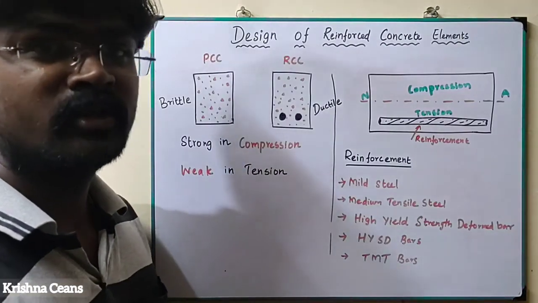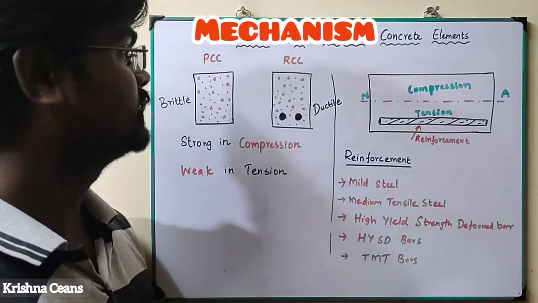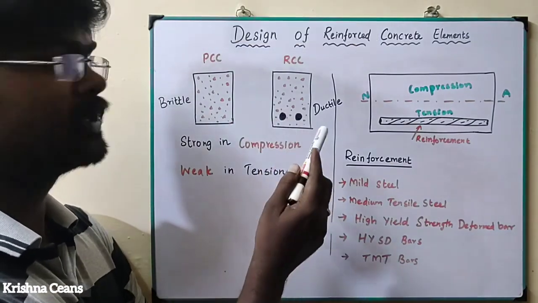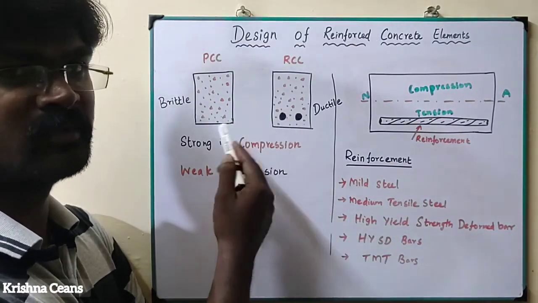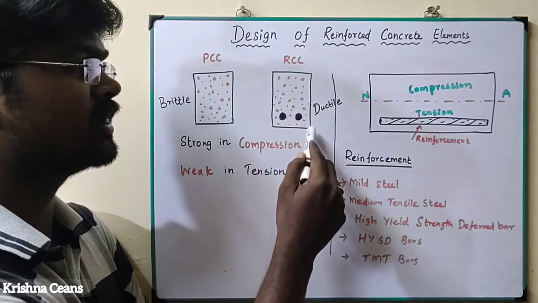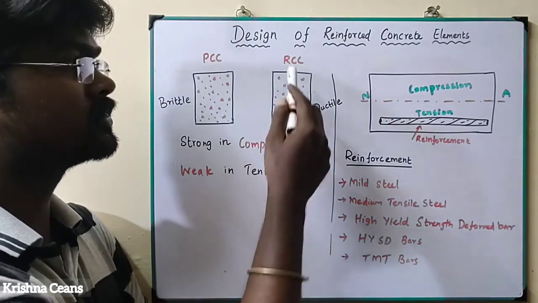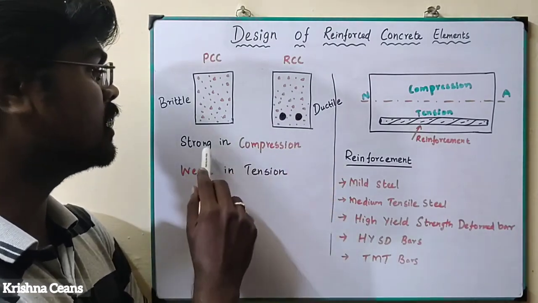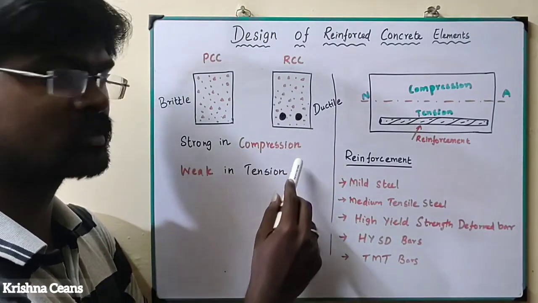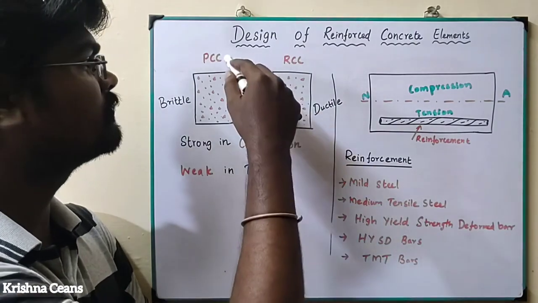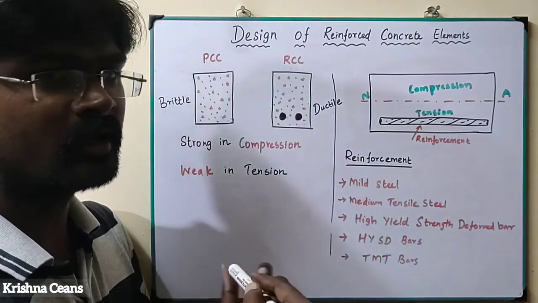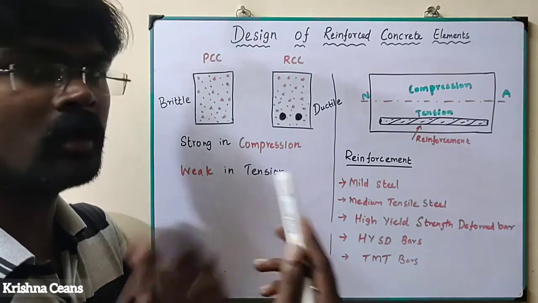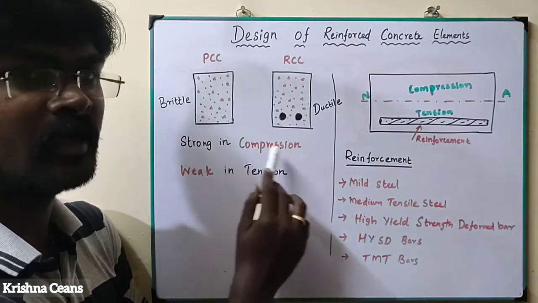Next we will discuss the mechanism of concrete. So we will consider PCC and RCC. We already mentioned that PCC is a combination of cement, fine aggregate and coarse aggregate, whereas when reinforcement is added we call it RCC. We have to know that concrete is always strong in compression. However much load we give on the concrete, it can withstand it, and failure will take very long. So it is strong in compression.